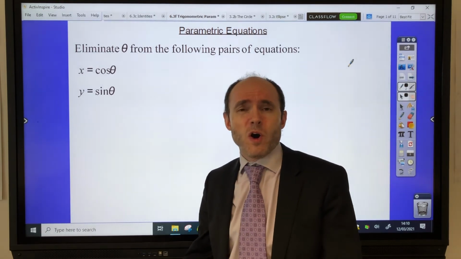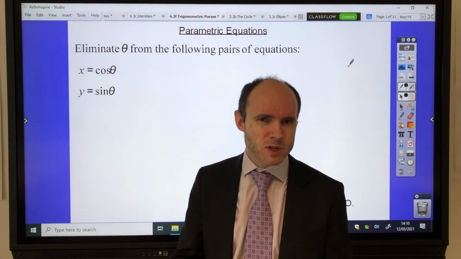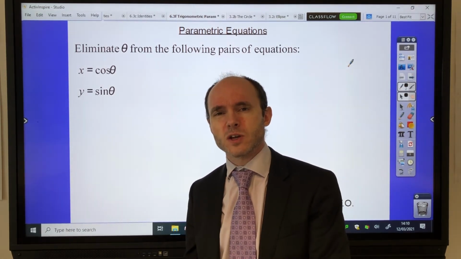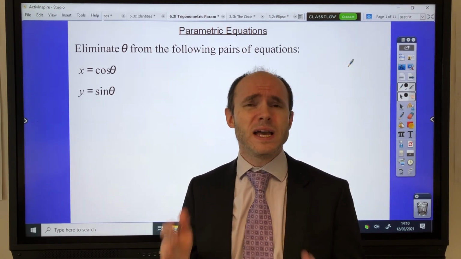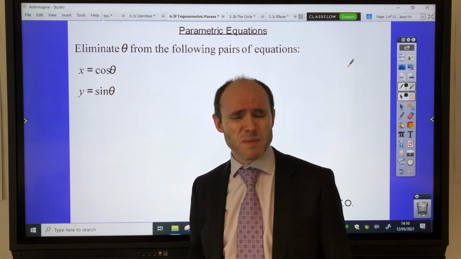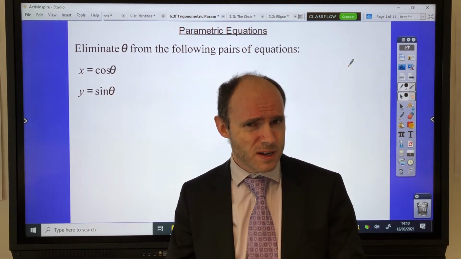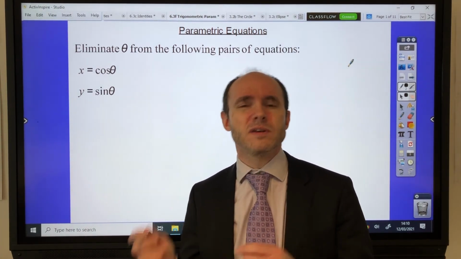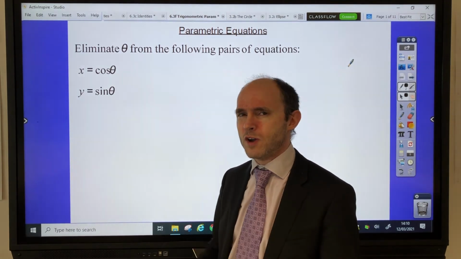Now, what we often want to do is convert these parametric equations into Cartesian equations. And the method for that is to eliminate this third variable, in this case, theta. So it's a little bit like simultaneous equations, except we're going to end up with one equation involving just two variables instead.